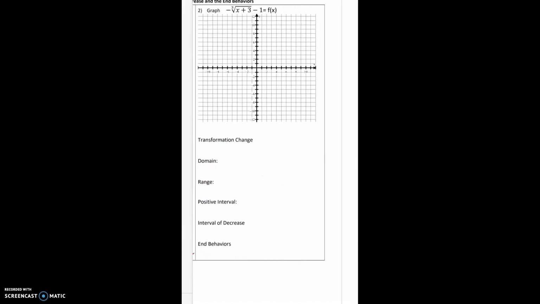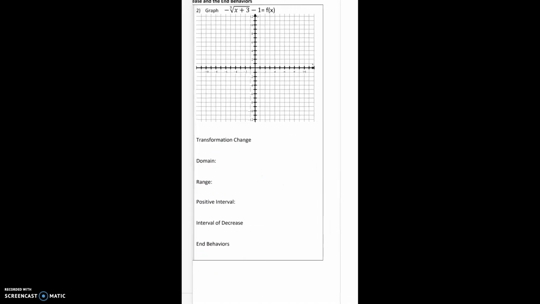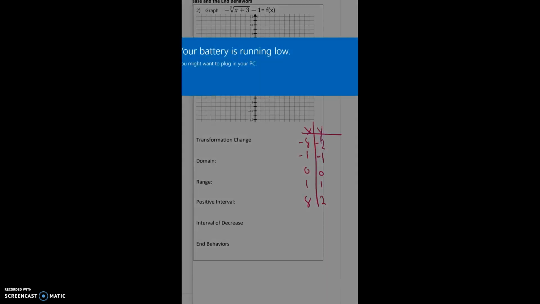So in number 2, as a cube root function, I'm going to choose very different points. I'm going to be choosing numbers that I can take the cube root of. So those would be -8, -1, 0, 1, and 8. And their cube roots are -2, -1, 0, 1, and 2. So those are the parent function points that I would use to fit on this graph paper. So now what I'm going to do is state the transformations.